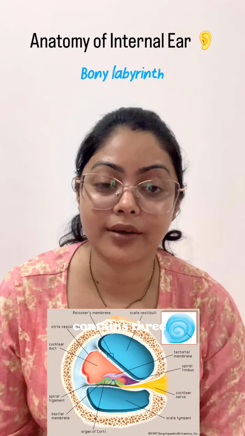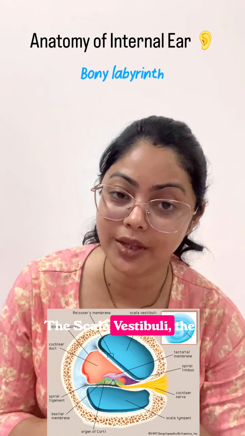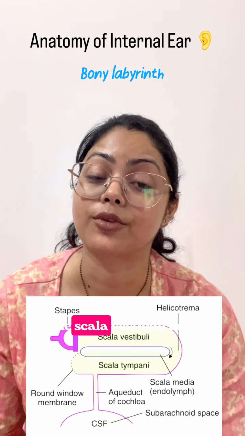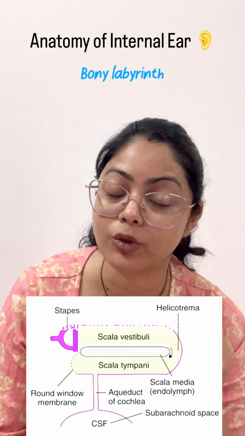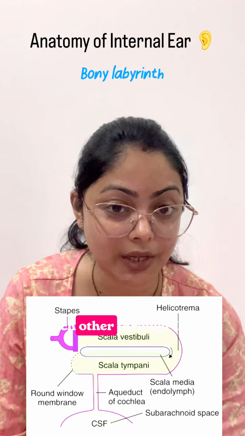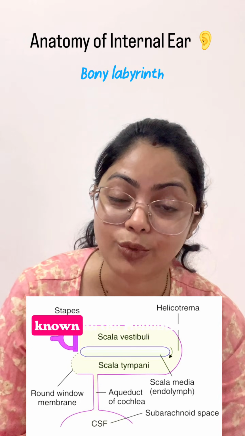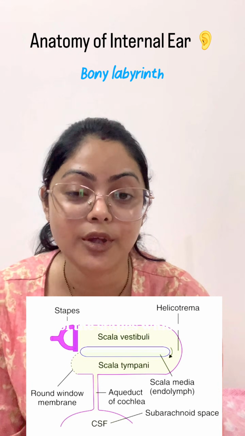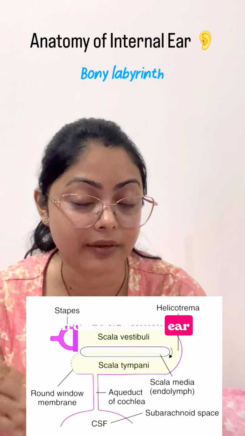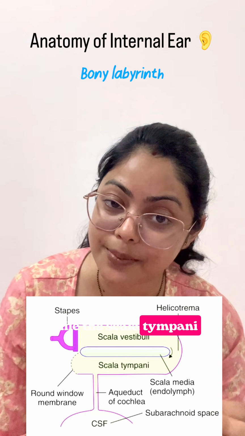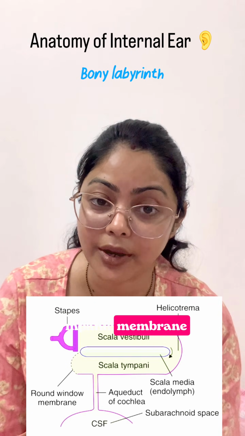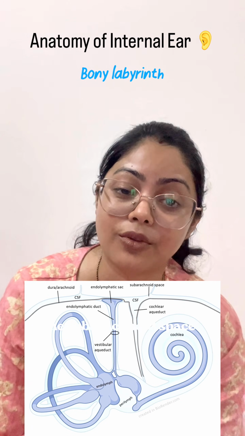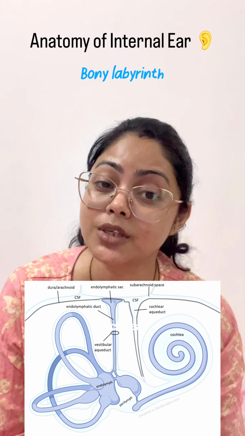Now, the bony cochlea contains 3 compartments: the scala vestibuli, the scala media, or the membranous labyrinth, and the scala tympani. The scala vestibuli and the scala tympani are filled with perilymph, and they communicate with each other through the apex of the cochlea, which is known as the helicotrema. Scala vestibuli is closed by the footplate of the stapes, which separates it from the middle ear, which is filled with air, while the scala tympani is closed by the secondary tympanic membrane or the round window, and it is also connected with the subarachnoid space by the aqueduct of the cochlea.